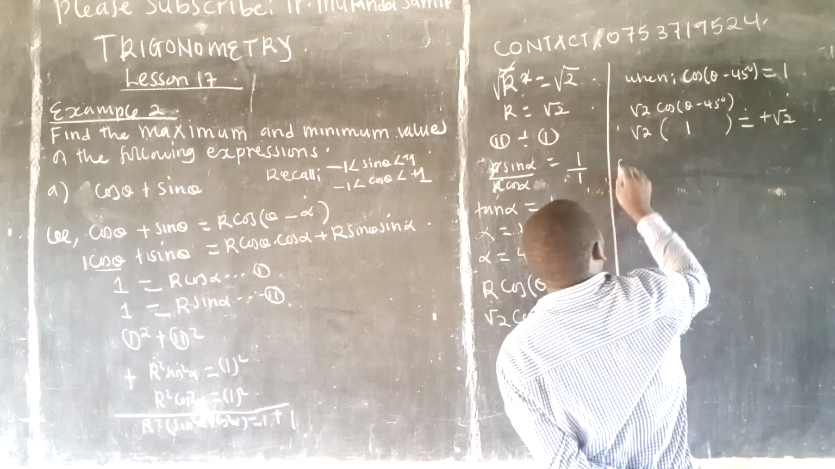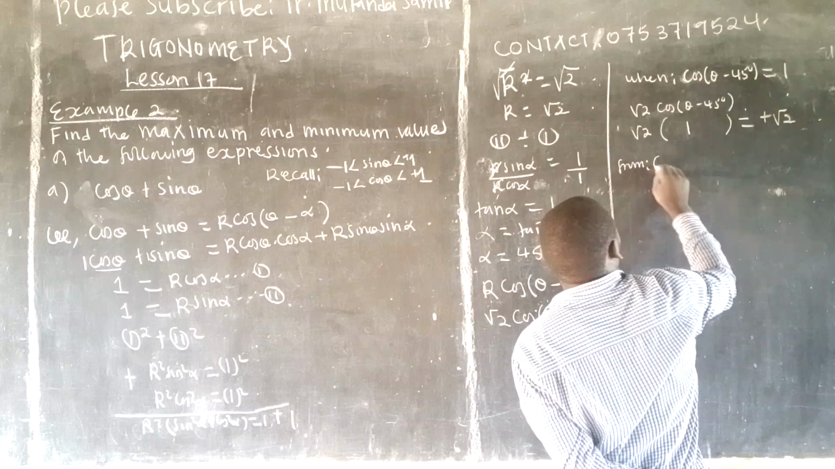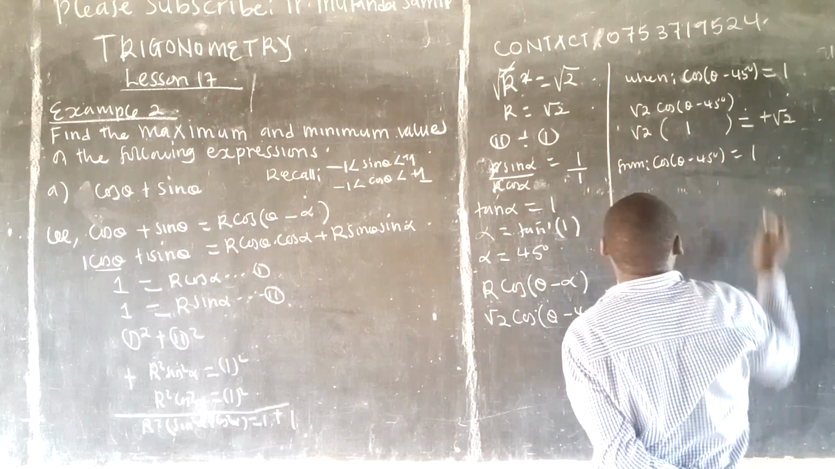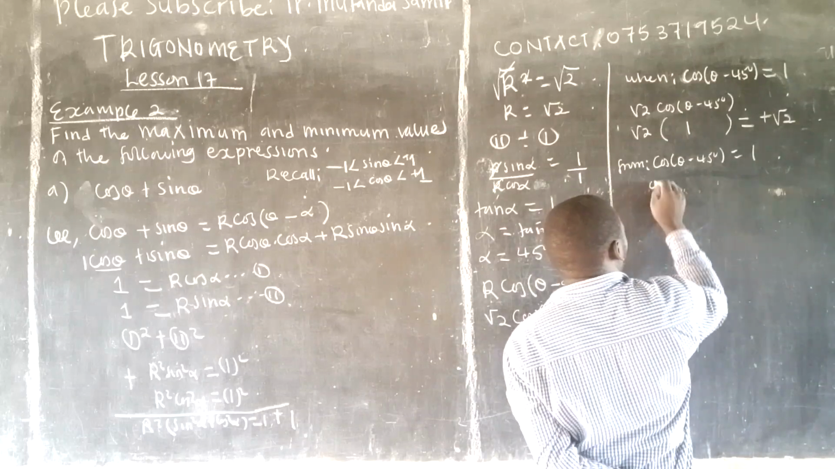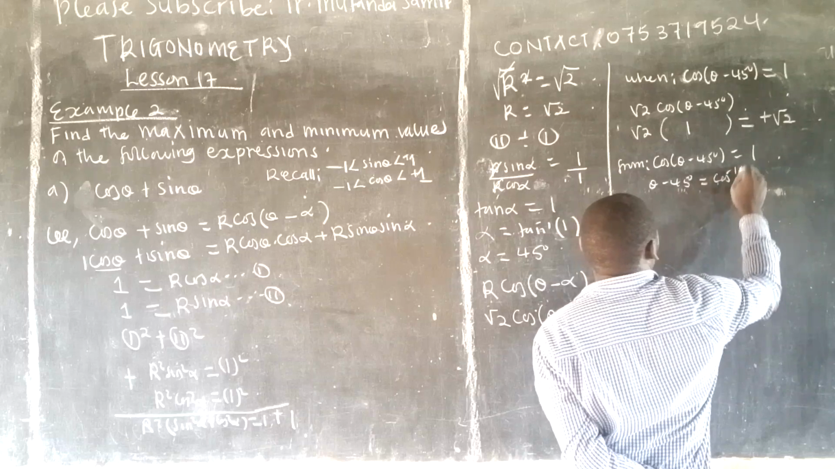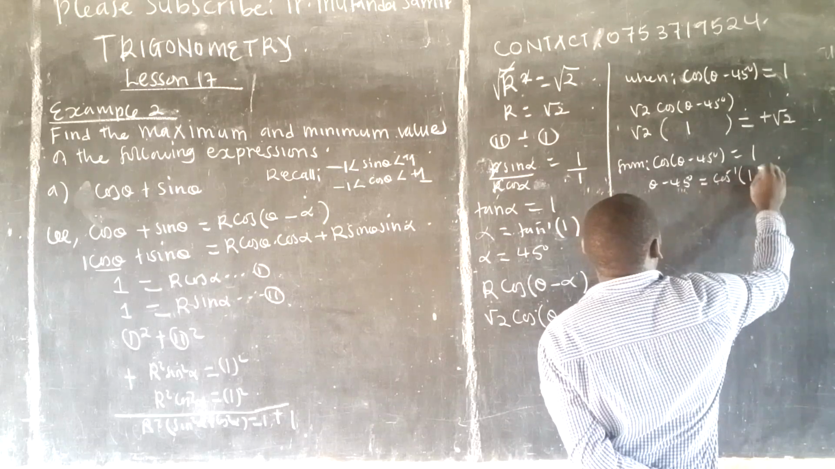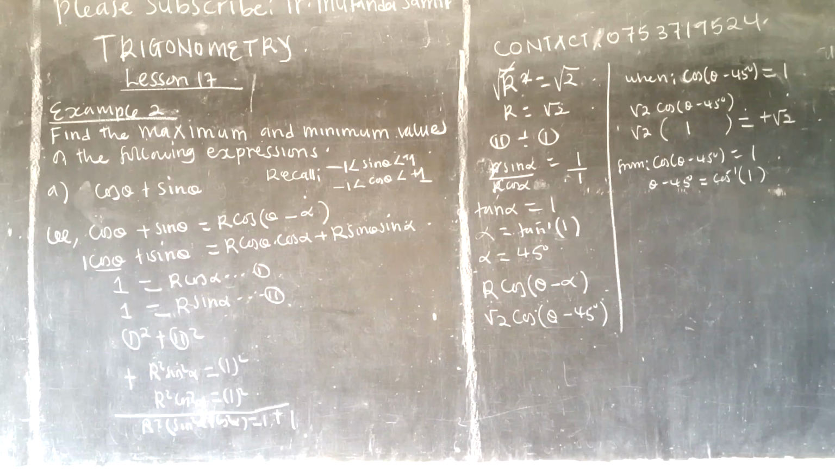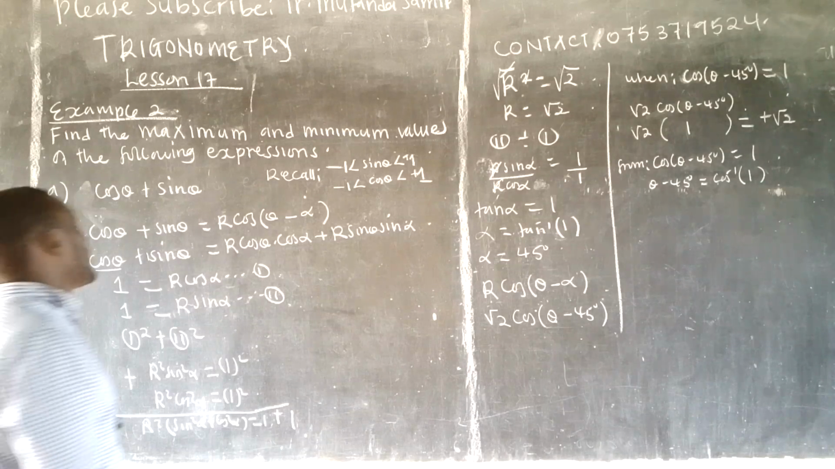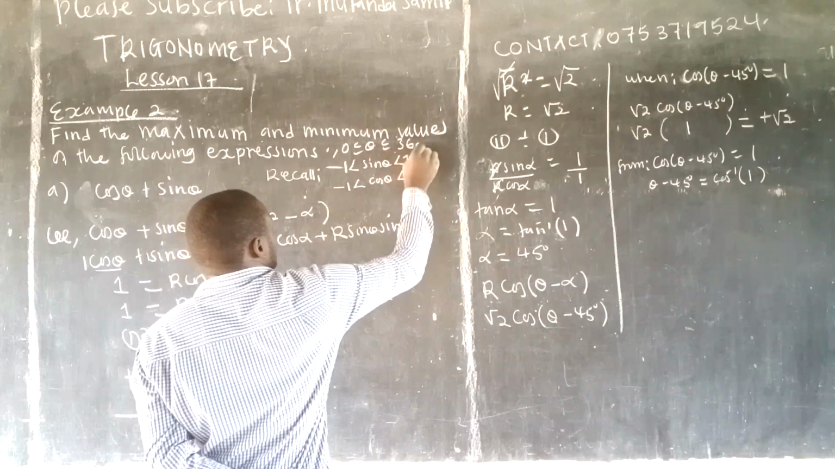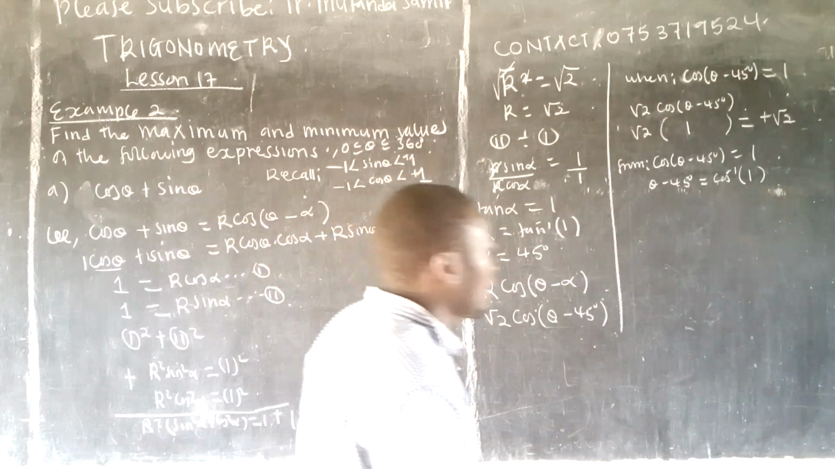Now the angle, we get it from cos theta minus 45 is equal to 1. That's where we get the angle from. So now theta minus 45 is equal to cos inverse of 1. Oh, did they give us the range for this? Oh, they gave us the range. The range is from 0 to 360. That's our range. Okay, good.